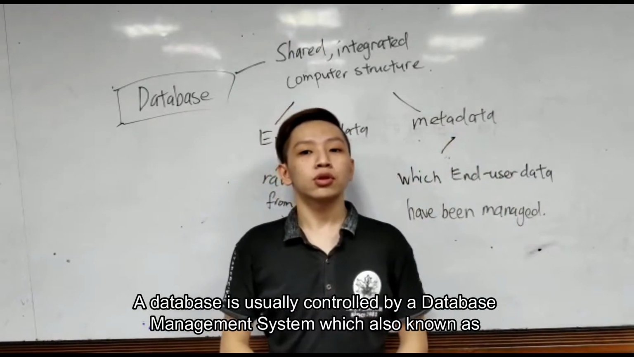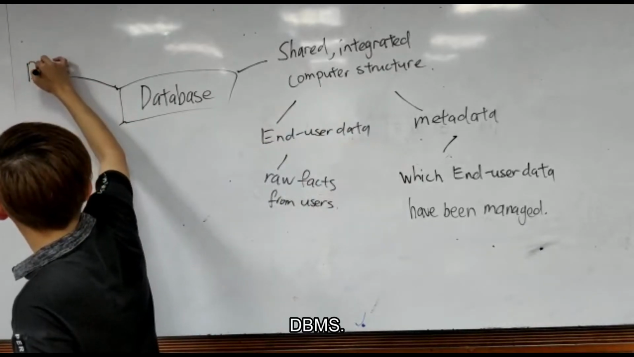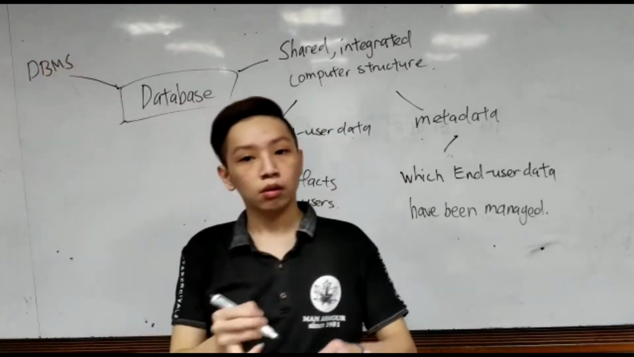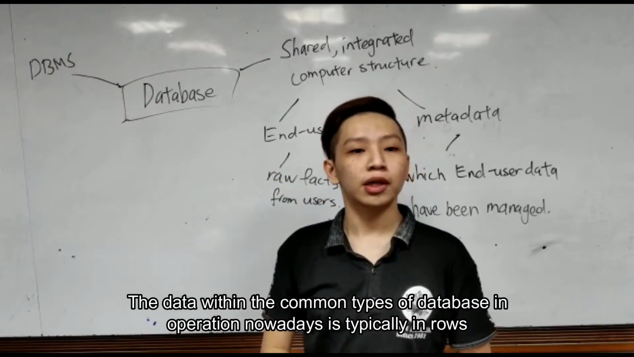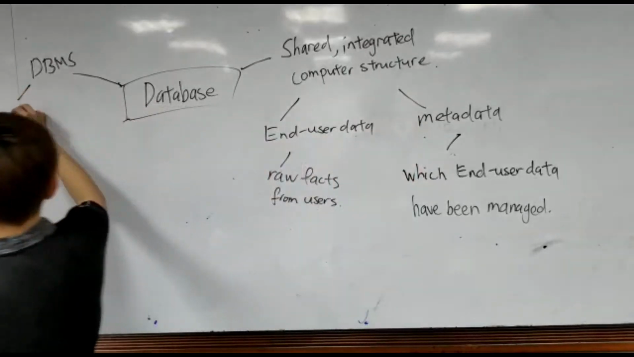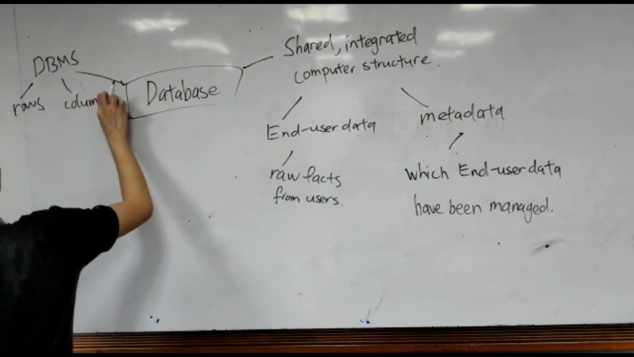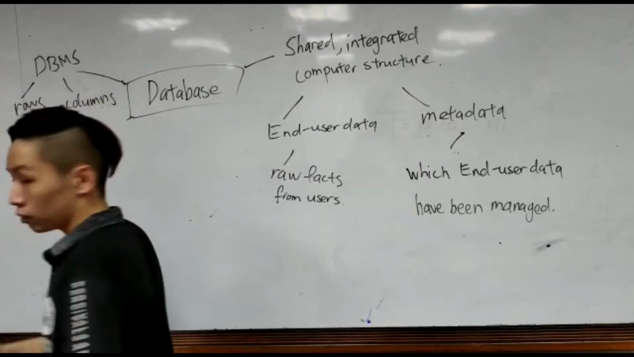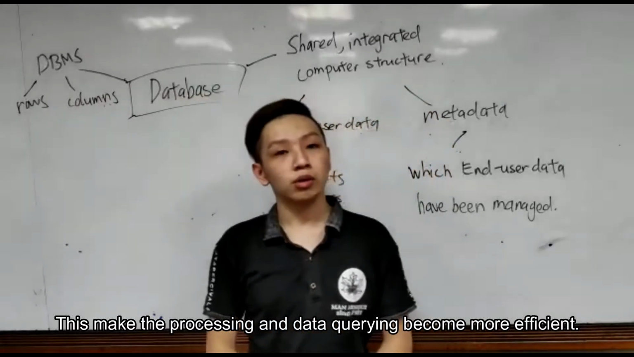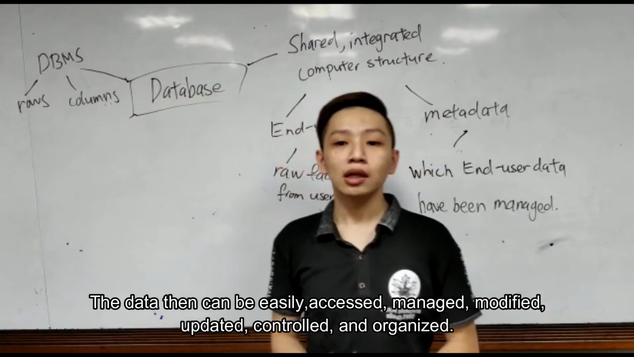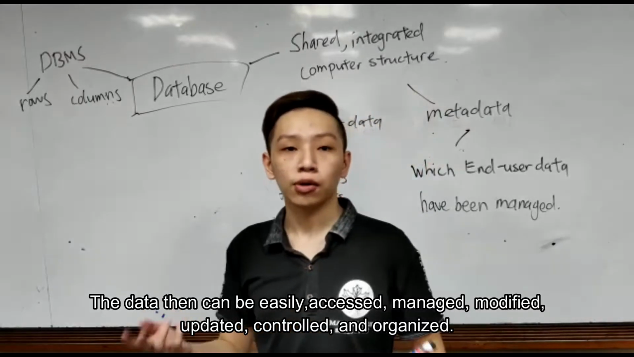A database is usually controlled by a database management system, also known as DBMS. The data within the common types of database in operation nowadays is typically in rows and columns. This makes the processing and data querying more efficient. The data can then be easily accessed, managed, modified, updated, controlled, and organized.